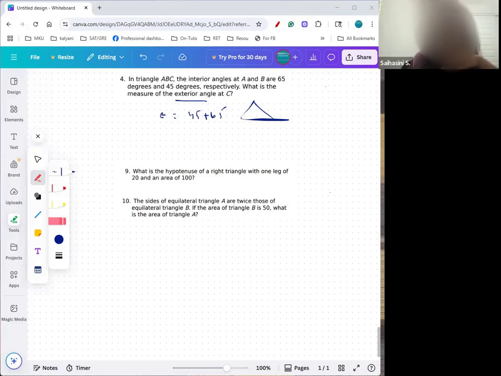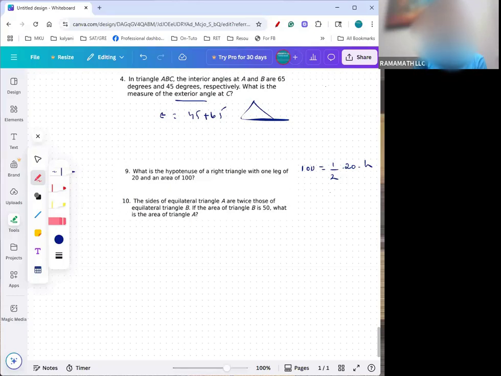So what I did is, it says that the area is 100, so I equated that. I put 100 equals 1/2 times, and it says the leg is 20, so I put times 20, but it doesn't give us the other leg. So if you do algebra, you figure out that the other leg is 10. Then using that, you use the Pythagorean theorem to find the hypotenuse. Good. Very good. I like that.